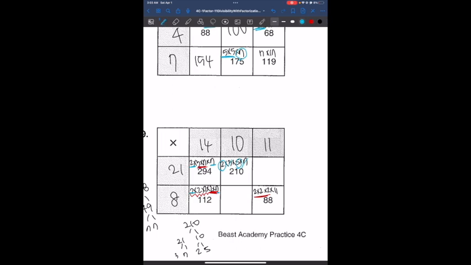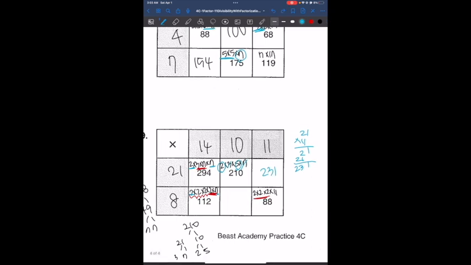And so to figure out these two squares, we're going to do 21 times 11, which gives us 231. And for this square, it's 8 times 10, which is 80.